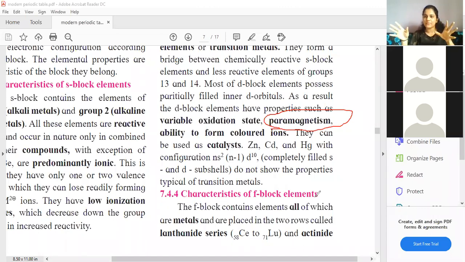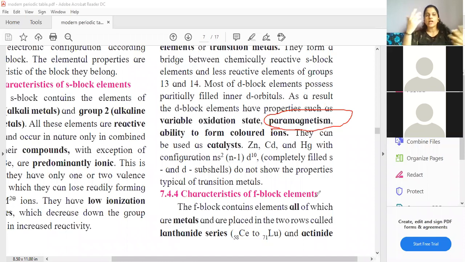What is a paramagnetic material? A paramagnetic material is something which will be weakly attracted to that external magnet or the external magnetic field. Weakly attracted means it won't go suddenly over there. A little bit of attraction is there. And what is a ferromagnetic material? A ferromagnetic material is something that is strongly attracted to the external magnetic field.